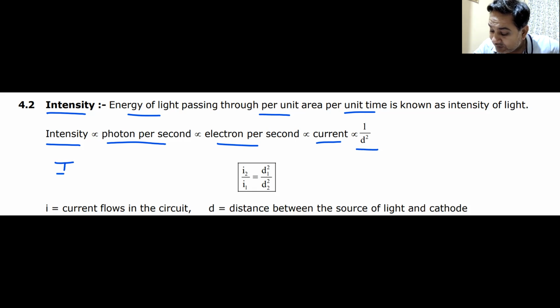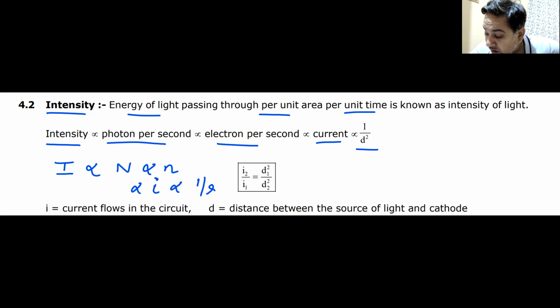So intensity is directly proportional to capital N, which is the number of photons, or it is directly proportional to small n, which is the number of photons per second, or it is directly proportional to the photoelectric current I, or it is inversely proportional to R square, where R is the distance. Do we understand this? There would be a straightforward question that comes on this.